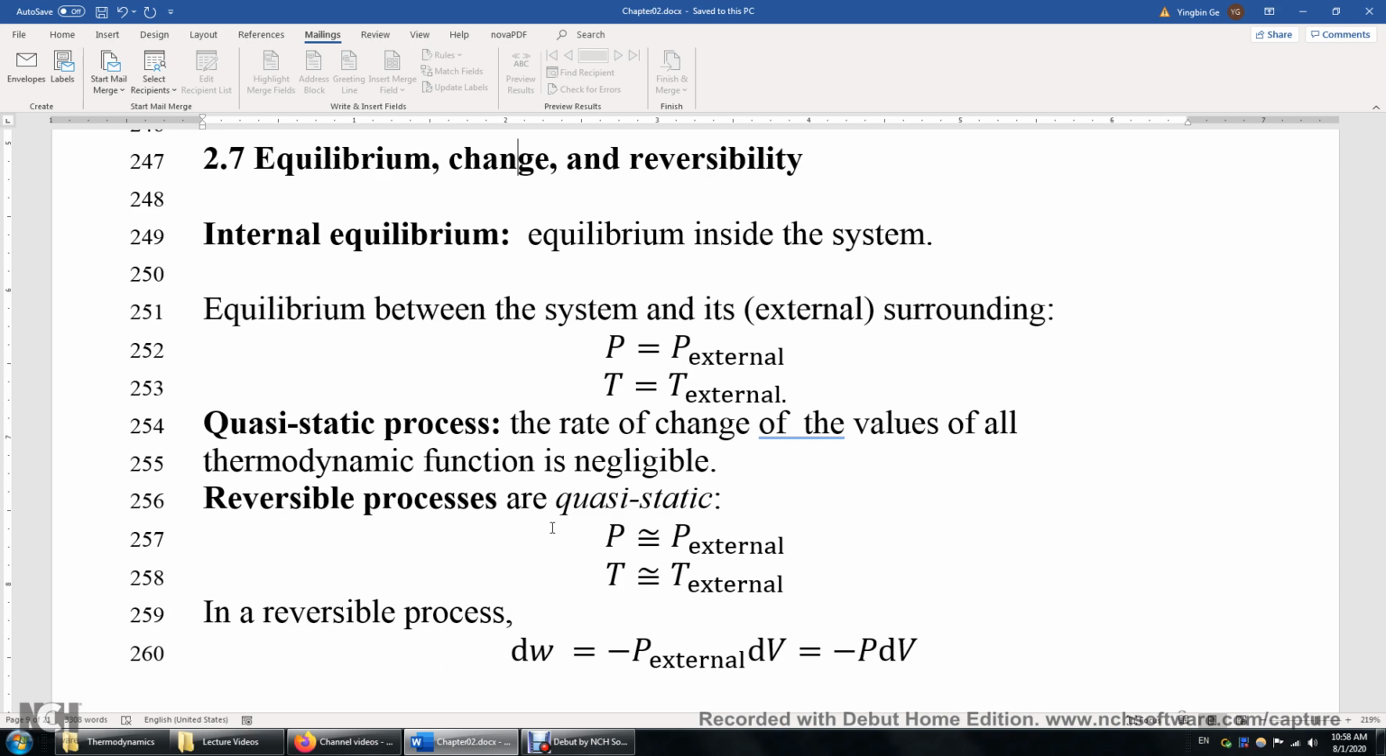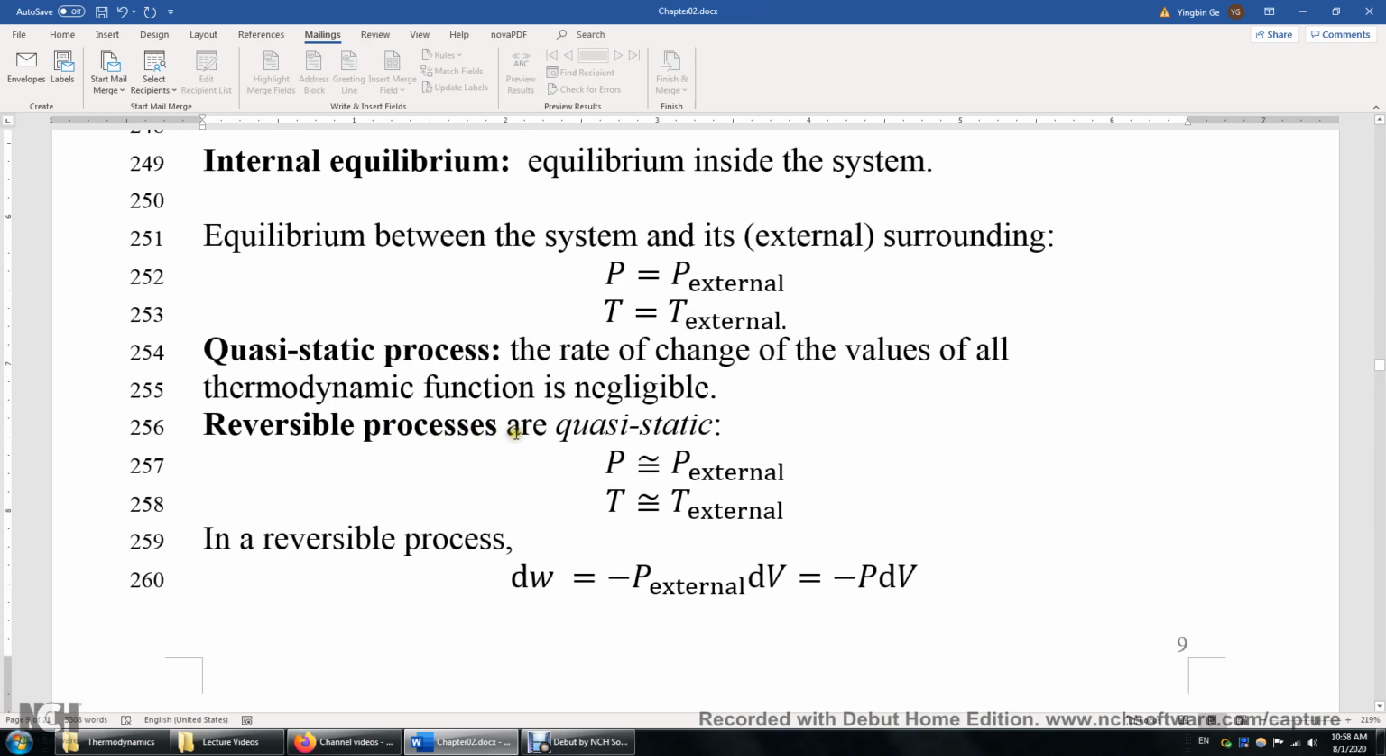Now the definition of the so-called quasi-static process. Quasi-static means the rate of change is negligible. Reversible processes are quasi-static. That means in a reversible process, the rate of change of all thermodynamic functions is negligible. To achieve that, the pressure of the system should be very close to the external pressure. The temperature of the system should be very close to the surrounding temperature or external temperature.